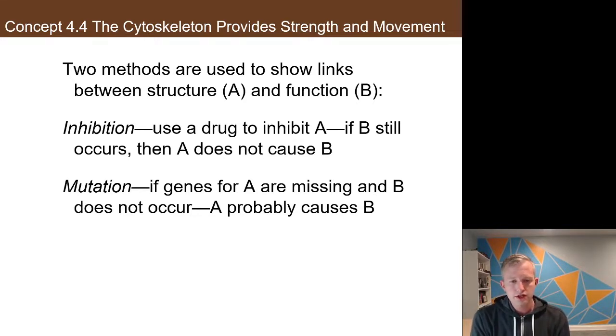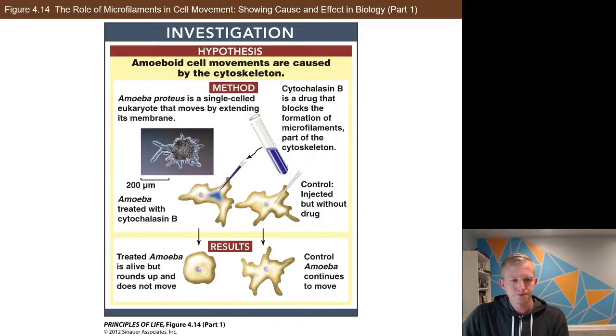Another type is mutation, so looking across different organisms that may have had genetic defects or things like that, and if the genes simply aren't there to even produce the protein or structure to begin with, if the function doesn't happen, then you could make a case for why that protein or structure was responsible. And the textbook ends this section with a little investigation, basically just demonstrating that, but I'll run through it just real quick.